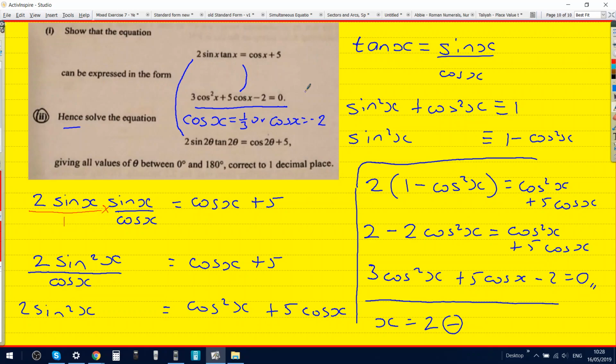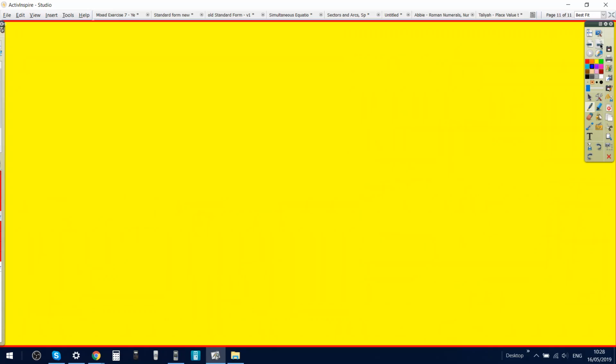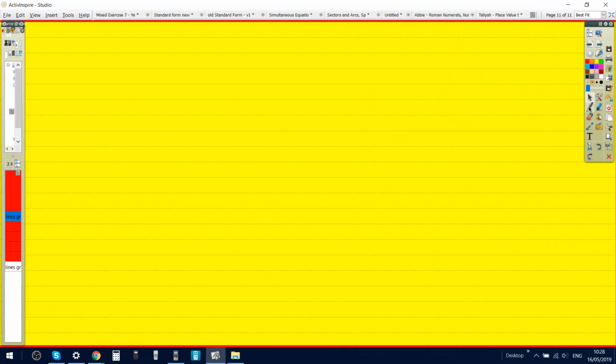Error. Yes, that's because the cos graph only goes down to -1. It's outside the range. And so we only need to get the answer for this other one. Cos x is a third. That would be for the first one. But for the second one, we said x is 2 theta. And so cos 2 theta is a third, and that's the one we have to solve. The other one has no solutions.